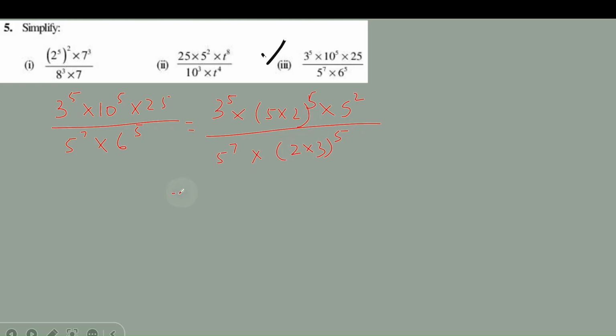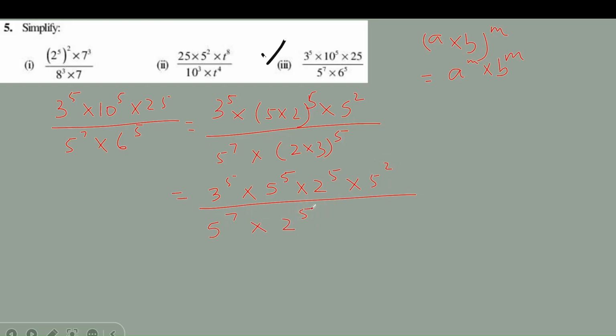Okay. Now open all the brackets first. Which rule are we applying here? We are applying that if you have two numbers being multiplied and the power is outside the bracket, a common power, then the power gets distributed. Distributed means you get a copy of that power. So here this, and here this, and here this, and the denominator also we will solve.